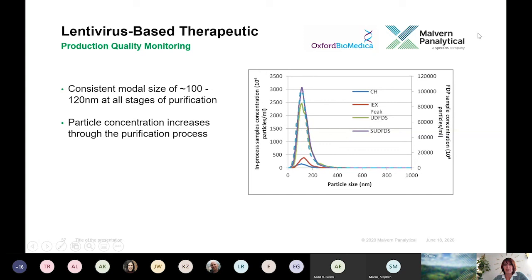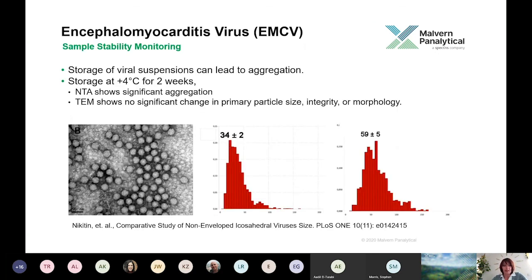So a consistent mode of 100 to 200 nanometers was seen in analyzed samples, and particle concentration really increased through the manufacturing process optimization, and was similar to reported RNA particle number estimations.